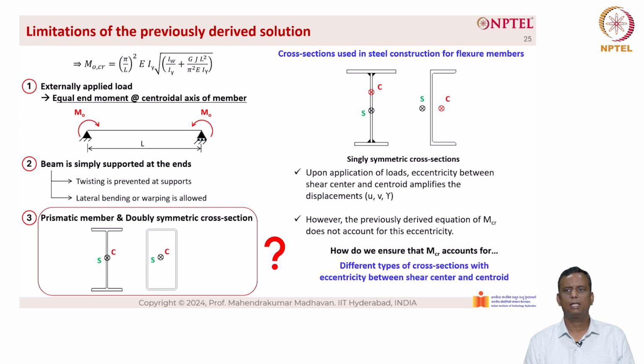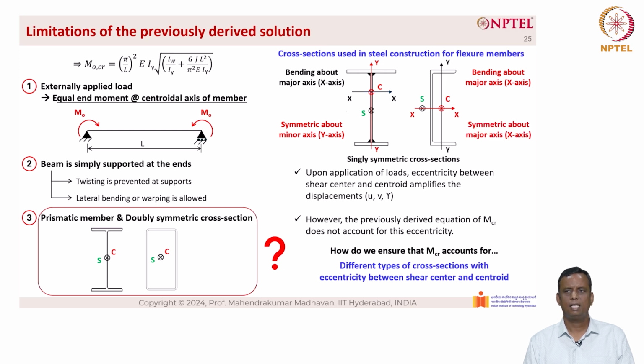How do we ensure that M critical accounts for different types of cross sections with eccentricity between shear center and centroid? So, now let's look at both the cross sections here. Both of them are bending about major axis, which is x-axis, as you can see here, but there is a difference. The difference is that the first cross section, which is the I section, is symmetric about minor axis, which is y-axis, whereas the next one, channel section, is symmetric about major axis, x-axis.